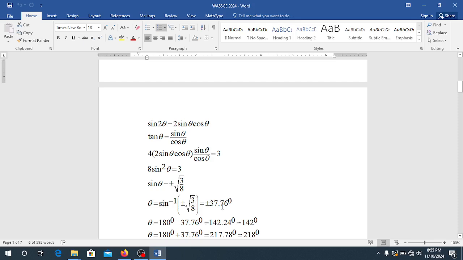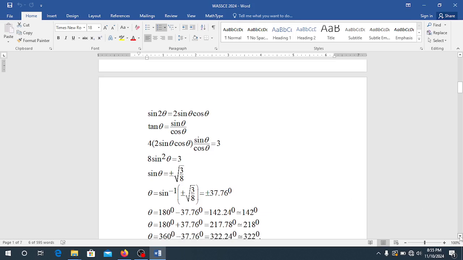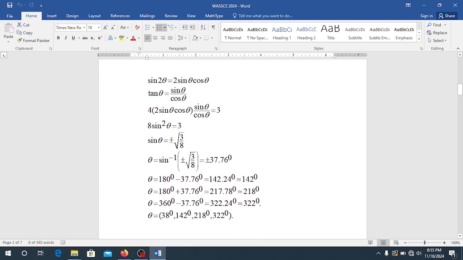That is giving us 37.76 degrees. Now we're going to look at the positive and negative sides and the respective quadrants. For the negative side, subtracting from 180 will give us 142.24. We're supposed to correct to the nearest degree. That will give us 142. For the positive side, we have 217.76, which is approximated to 218 degrees.